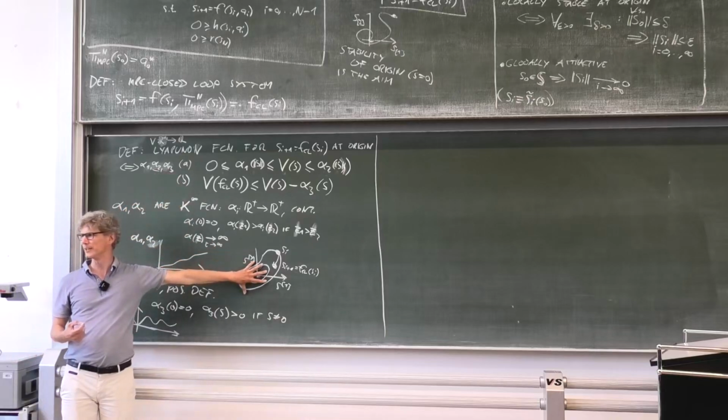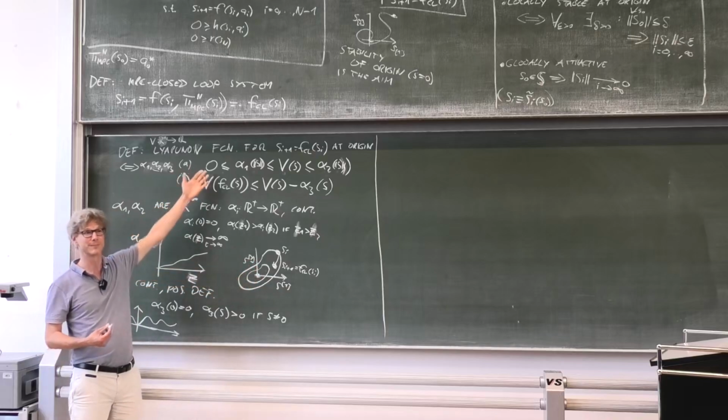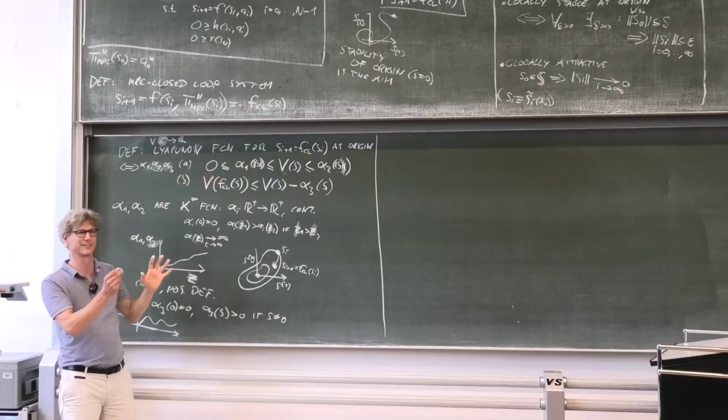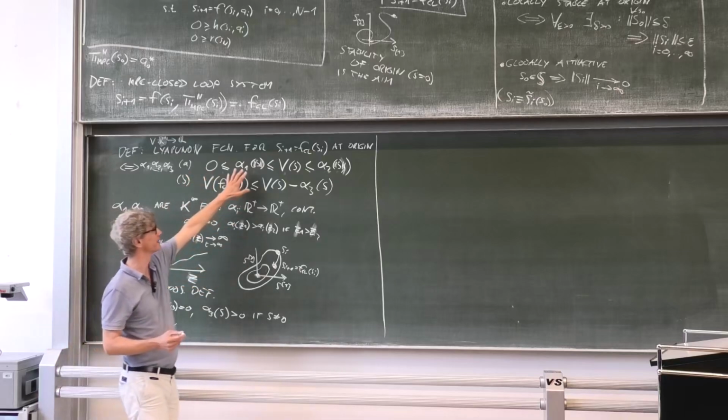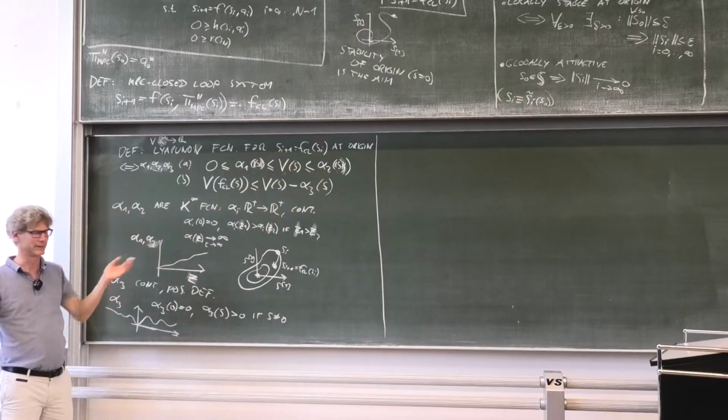Have this picture in mind, right? So it's positive. Also, the Lyapunov function, by the way, is positive definite, right? By this very definition, but it's more than positive definite. It has this property that it has an upper and a lower bound of a function that's monotonously increasing.